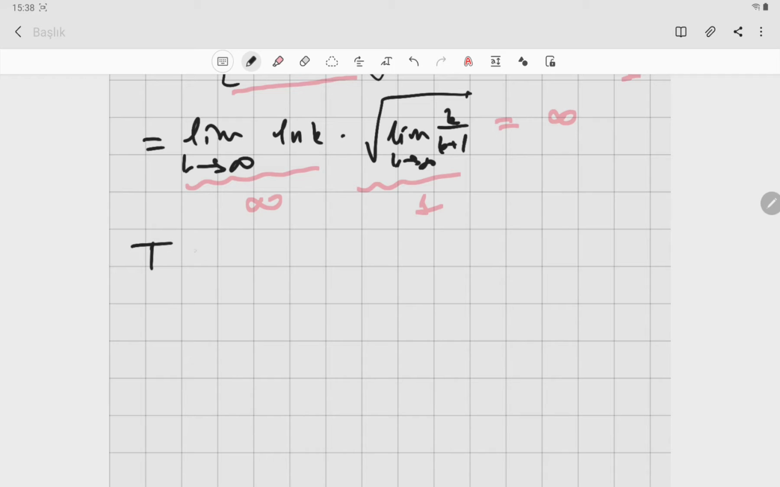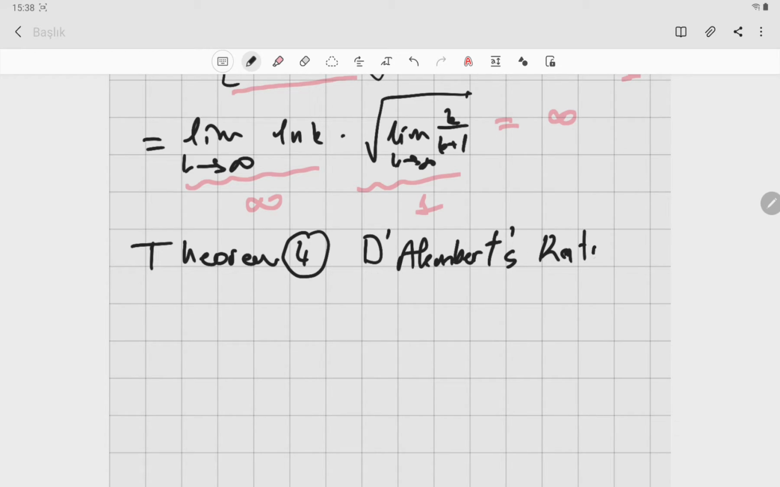So we have another kind of test, theorem 4, the d'Alembert ratio test. We call it shortly the ratio test. This is both simple and very useful. So let's write.